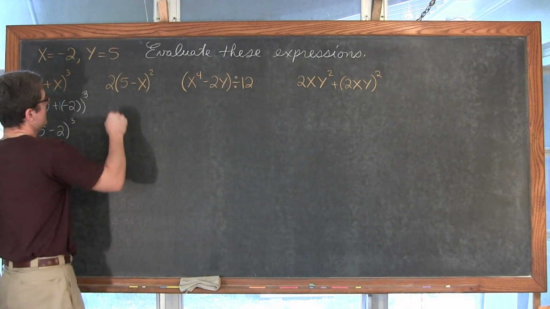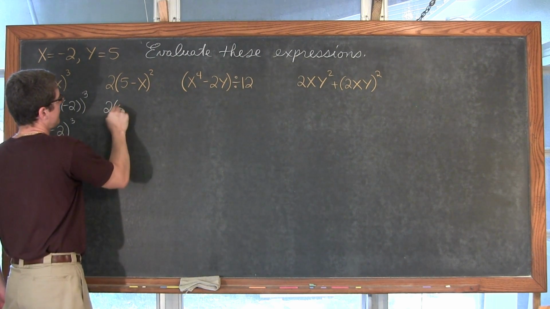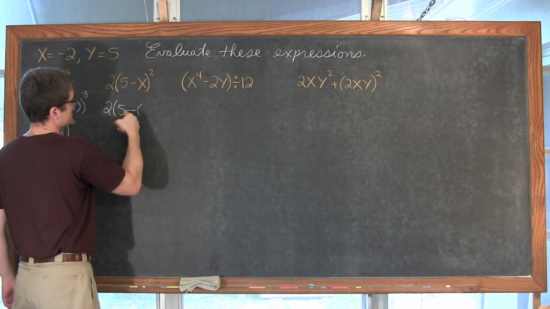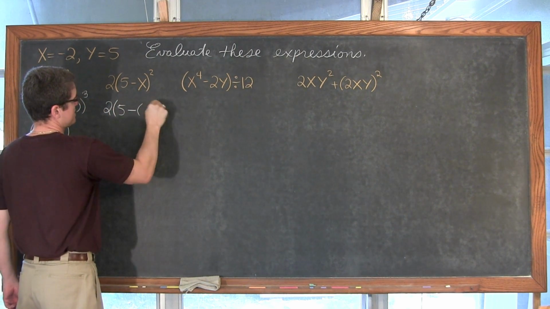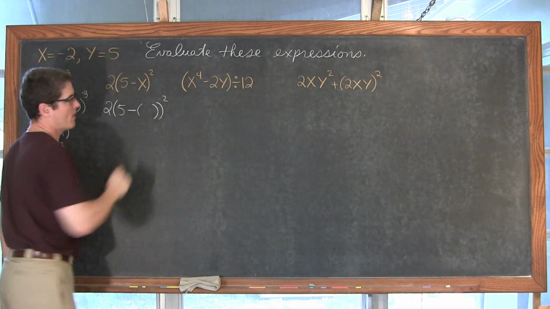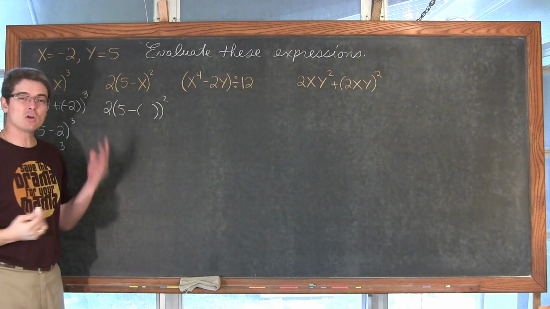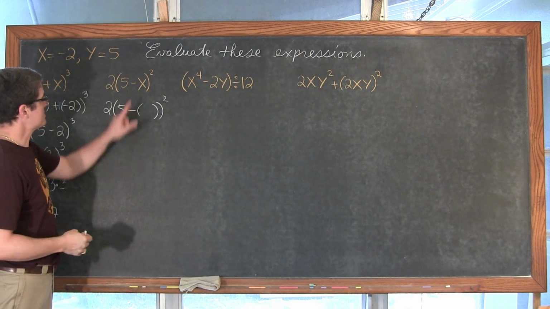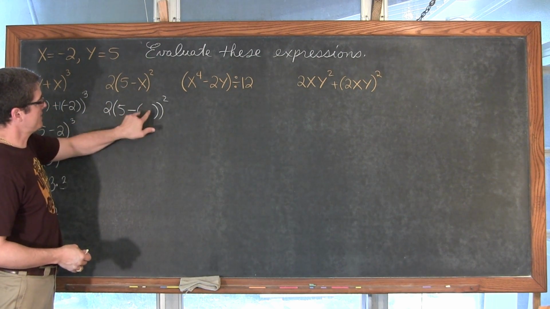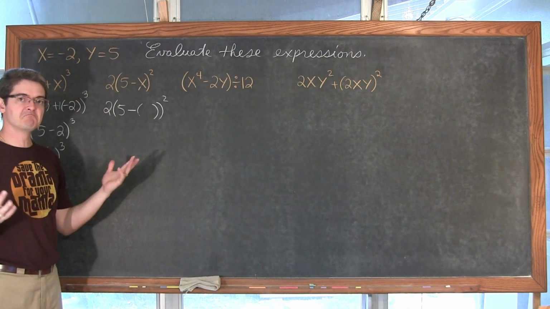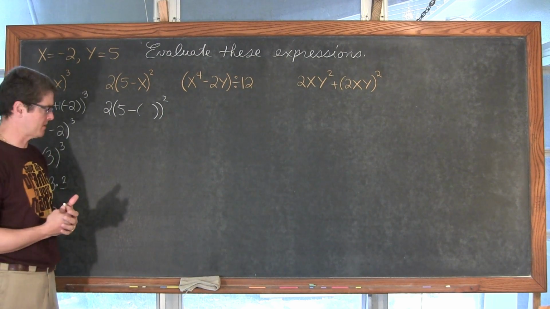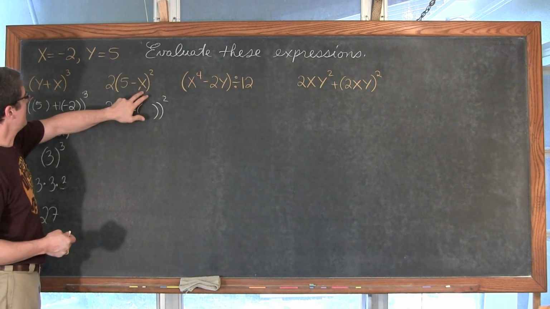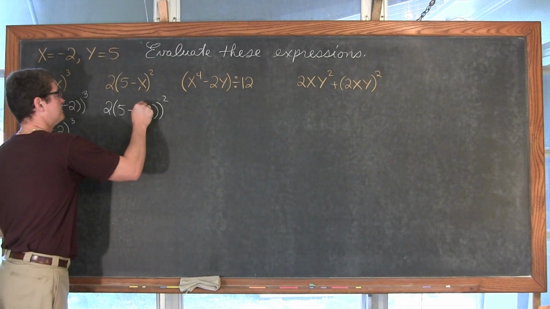Now over here, we have 2 parentheses 5 minus x squared. Okay, well, it's 2 minus 5 parentheses, or parentheses where the x used to be squared. I didn't even look at the numbers I'm plugging in, even though it's the same for all these problems. But I just took that expression, took out the x, put in a set of parentheses. Now let's look at what the numbers are. The x is negative 2.